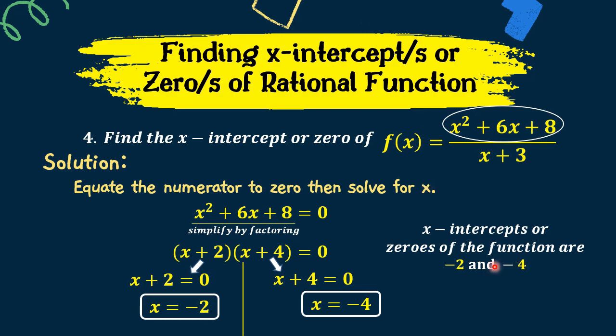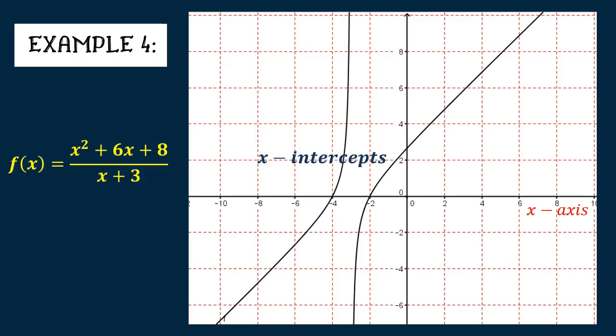So these are the x-intercepts, or the zeros of the function, meaning negative 2 and negative 4, if substituted to the x's of the function, it will become 0. If we will try to graph the given function, the x-intercepts are located here. Since the x-intercepts are negative 2 and negative 4, these are the points of intersection where the graph of this function intersects the x-axis.